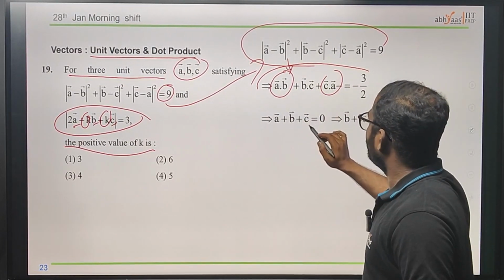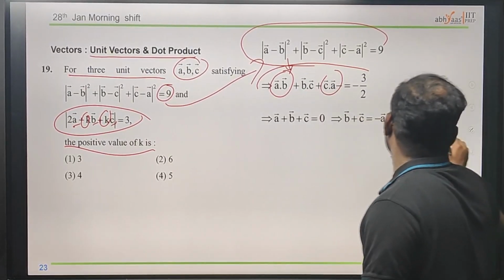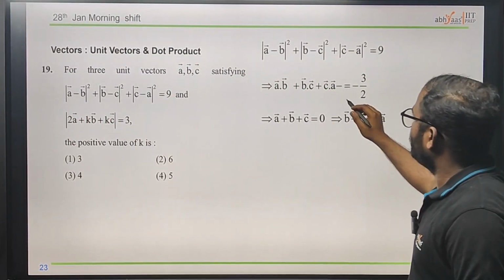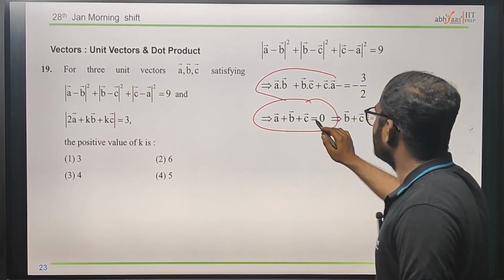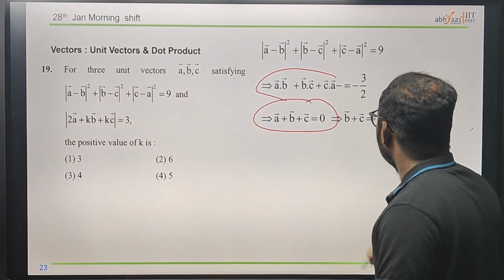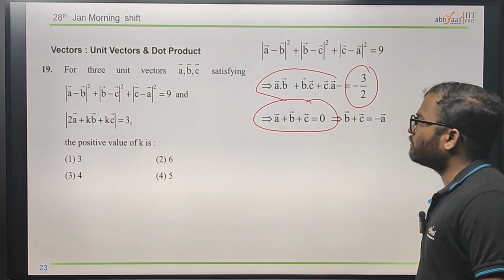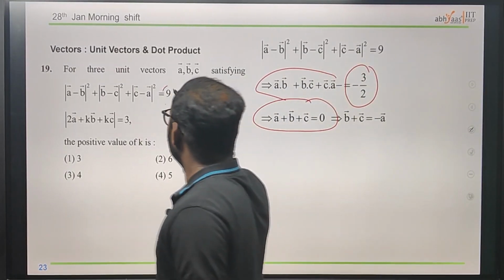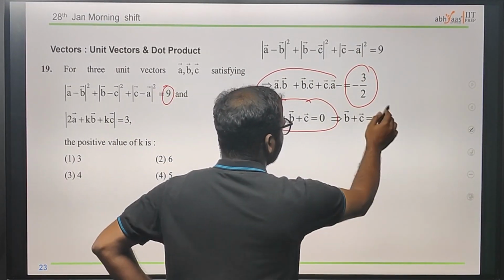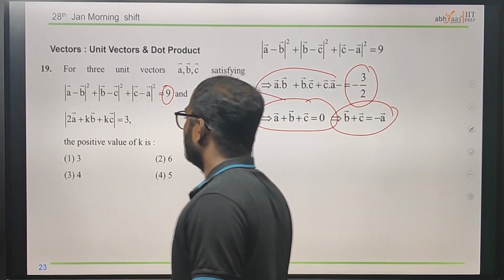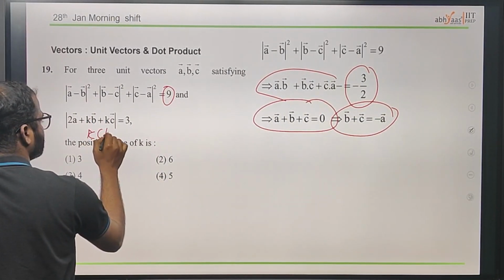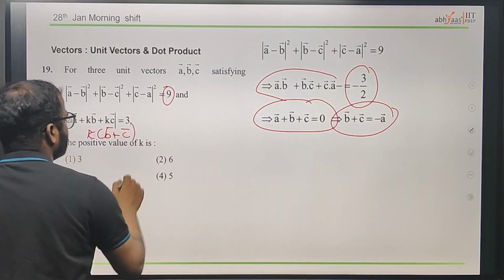Now we know that A plus B plus C will be equal to 0. For this we can write this as A plus B plus C with the formula. Since we have minus 3 by 2 because of 9, this leads to B plus C is equal to minus A. Therefore, B plus C is equal to minus A. Just take it as K of B plus C bar, which is equal to minus A.